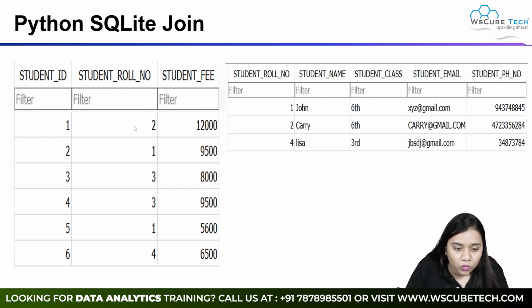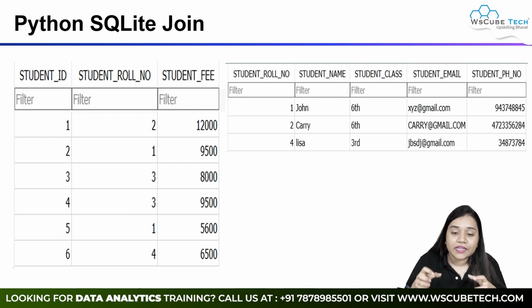Roll number 2 has provided 12,000. Who is roll number 2? Carrie is roll number 2. Roll number 1 has provided 9,500. Who is roll number 1? John is roll number 1. So that means this thing is matching. Roll number is something that matches in both the data. So with the help of our roll number key, we will be joining, merging both the files.